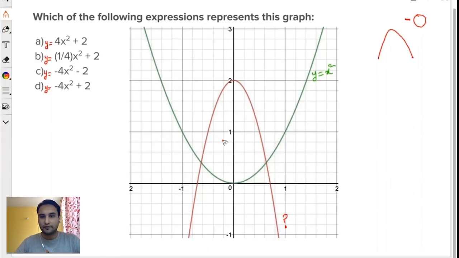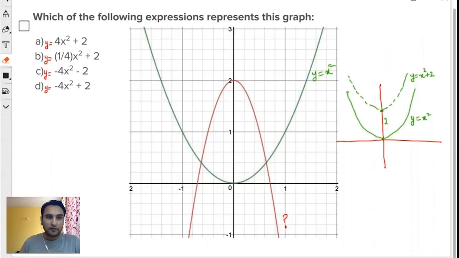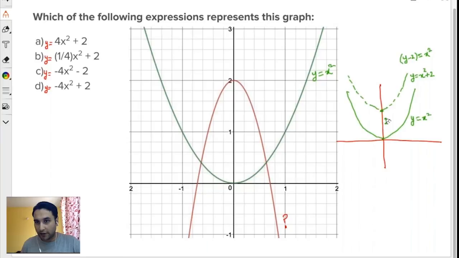Now think, how do I shift the graph up by 2? By adding 2. So this graph is what? y is equal to x square plus 2. In other words, you can also write this, some of you remember it like this, as y minus 2 is equal to x square. एक ही बात है. When you do y minus 2, the graph shifts up by 2.